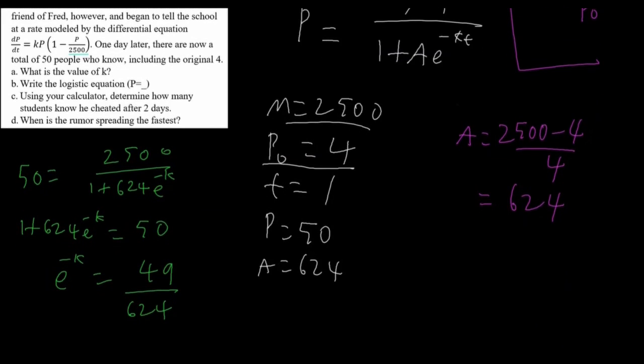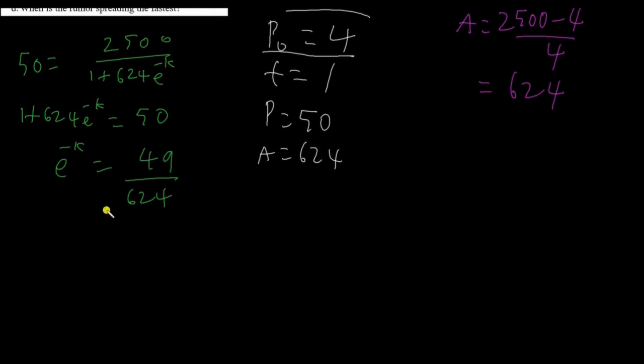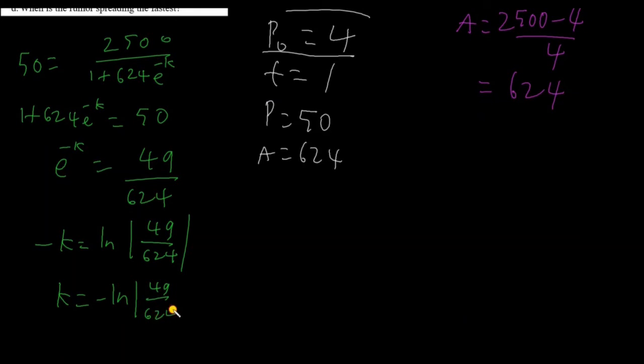Then taking the natural log of both sides, I'll get that negative k is the natural log of 49 over 624. And then just bring the negative over there. k is the negative natural log of 49 over 624. And that's my k. Again, I'm going to leave it as the exact form. I'll only do anything else if I need to use it in another problem. So let me just erase and we'll look at the next part.